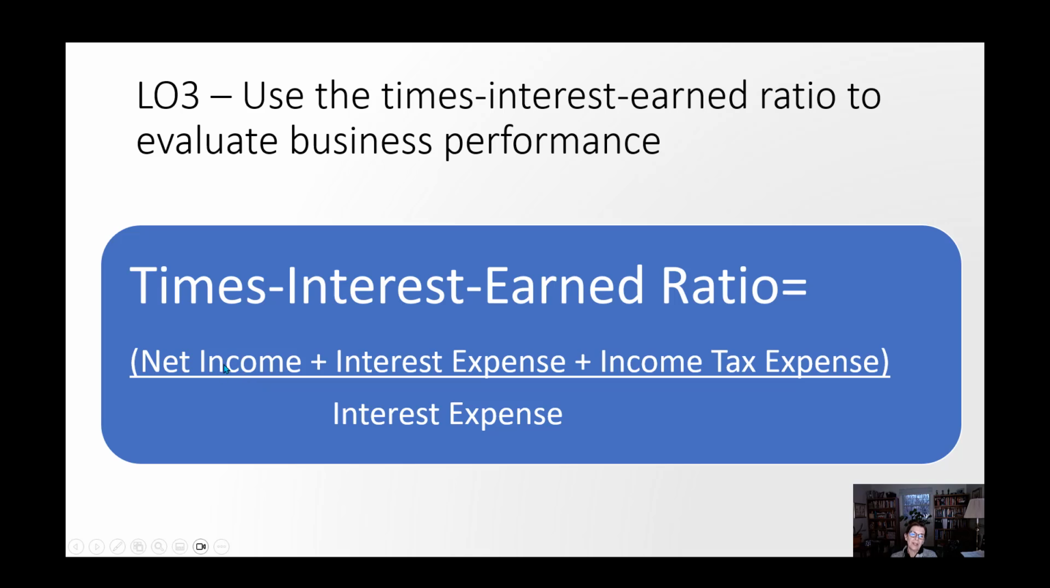So you're going to take your net income, add back your interest expense, and add back your income tax expense. Take that number and divide it by the interest expense to see how many times the company earned its interest during the year. And remember that higher is better. So if the number went up from last year, that's a good thing.